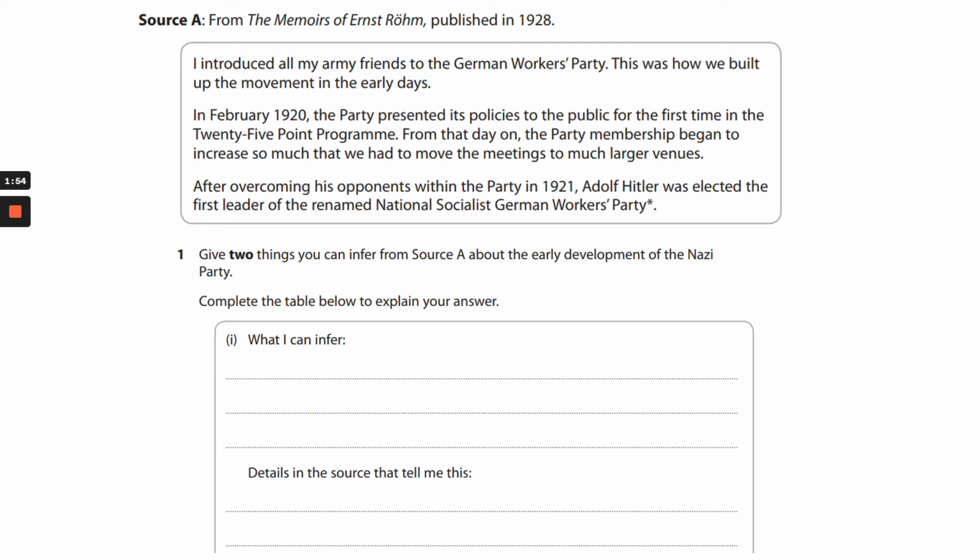And then I'd start to read the source, and I would focus mostly on the stuff in the box rather than who wrote it. I introduced all my army friends to the German Workers' Party. This was how we built up the movement in the early days. Okay, so that seems to be with early development because the party is growing. So what can I infer about why the party is growing? Well, the party is growing because people who were acquaintances of Ernst Röhm, as it says at the top, were invited to join the party. That's what I can infer.